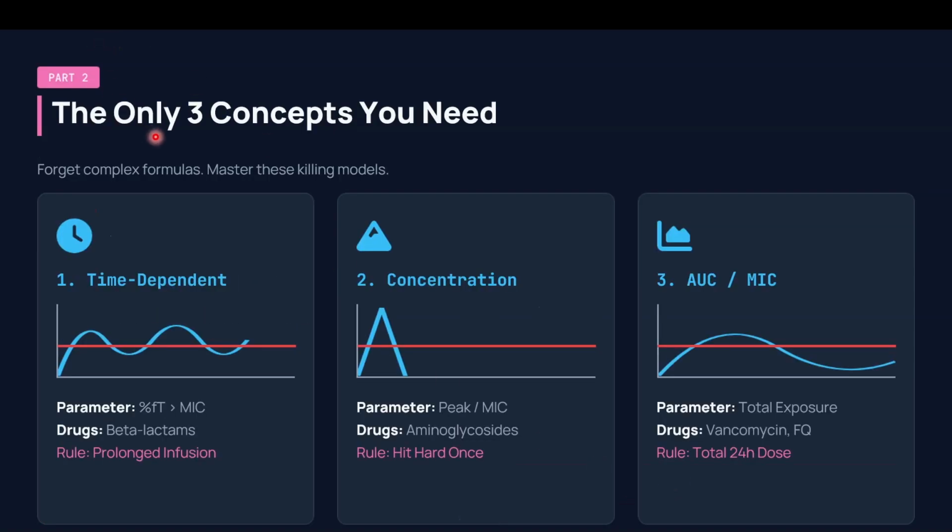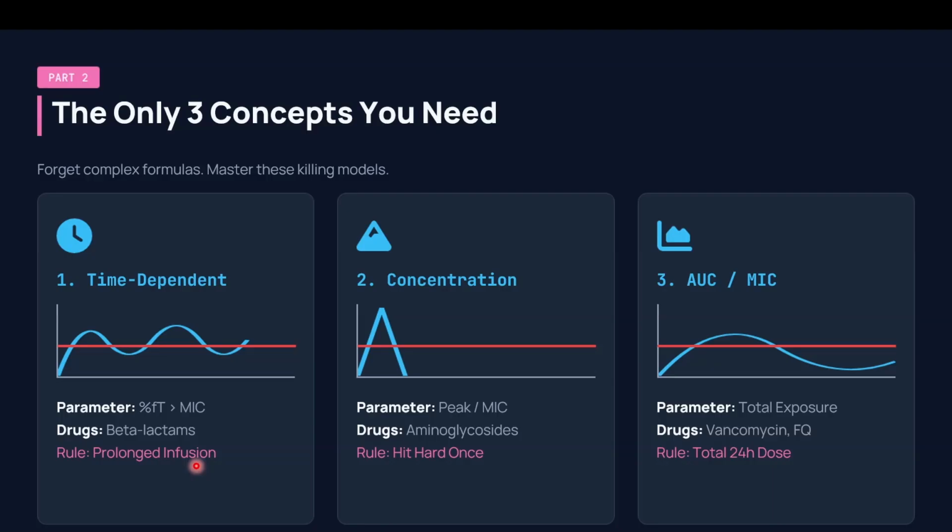So these three concepts you must know to understand pharmacokinetics and dynamics. These are the three different mechanisms by which an antibiotic acts. Forget all the complex formulas, master these killing modes if you want to become a good physician. First, time dependent killing, especially for beta-lactam antibiotics. This is the time that the antibiotic is above the target range of minimum inhibitory concentration. This is the minimum inhibitory concentration. The time the antibiotic is above the minimum inhibitory concentration is what is important for beta-lactams.